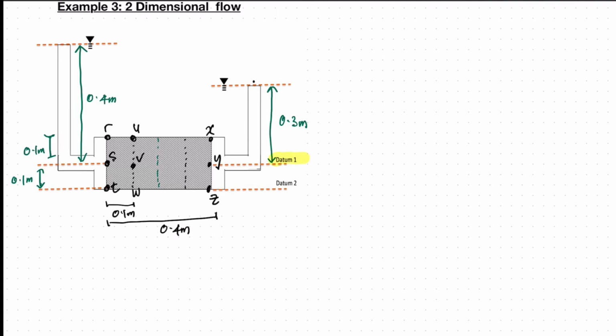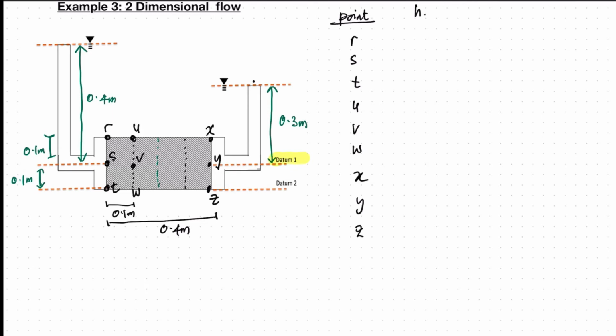If you see here, some of the points are below the datum, some are above the datum, and some are on the datum. So we're going to solve it together. The first thing, the same as before, is to put it in a table form again. We need to indicate the points that you need to find: R, S, T, U, V, W, X, Y, and Z.